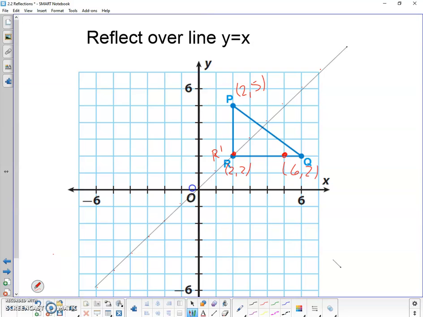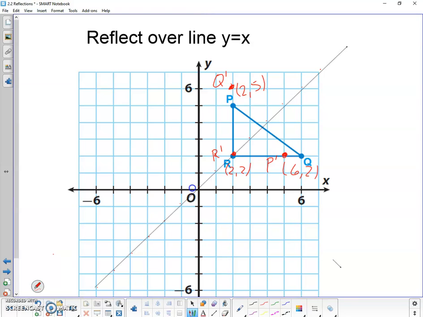So you're not reflecting it, you're flipping it. Well, I am reflecting it, but I'm reflecting it across a diagonal this time. So it's not as straightforward. Okay? And Q is going to end up here.